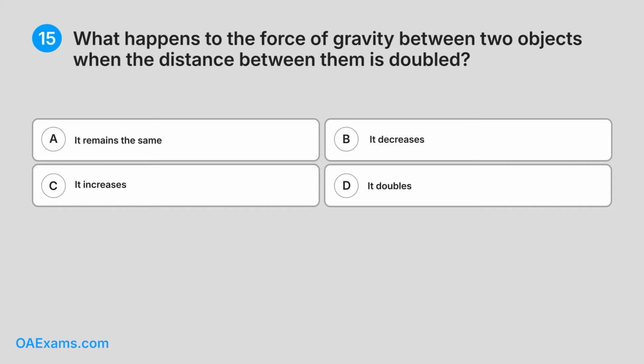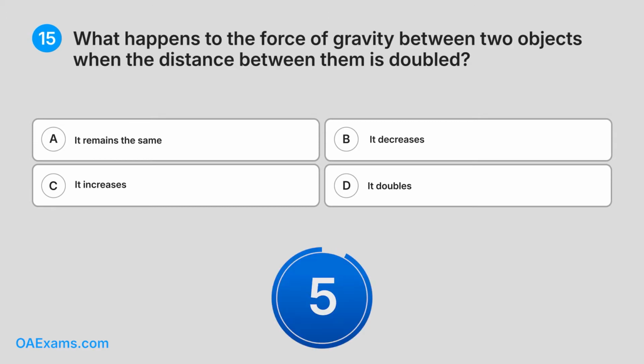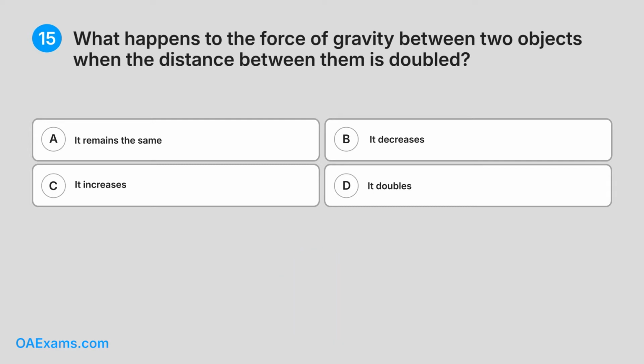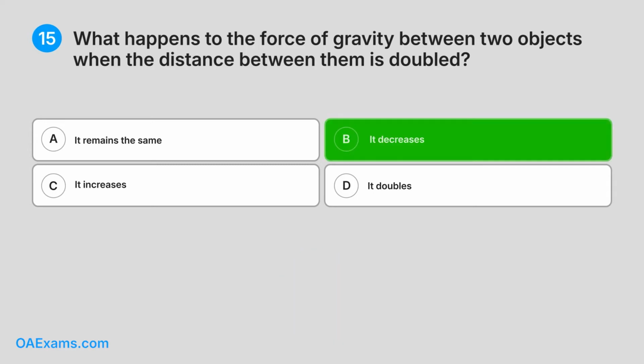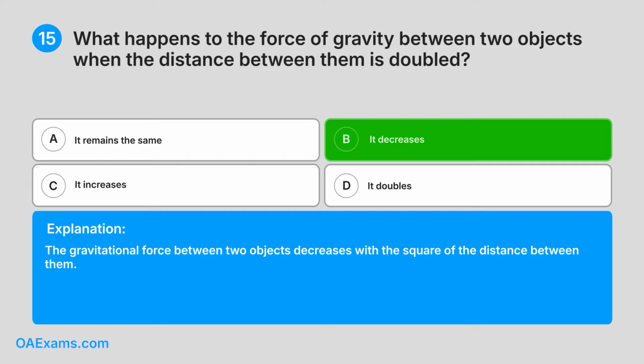A. It remains the same. B. It decreases. C. It increases. D. It doubles. Do you know the answer? Correct answer. B. It decreases. Explanation. The gravitational force between two objects decreases with the square of the distance between them.